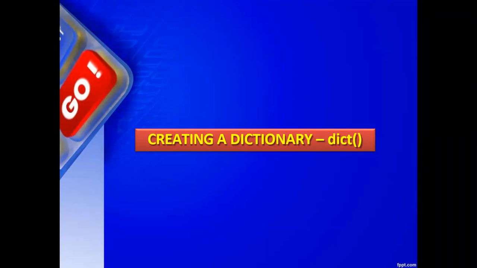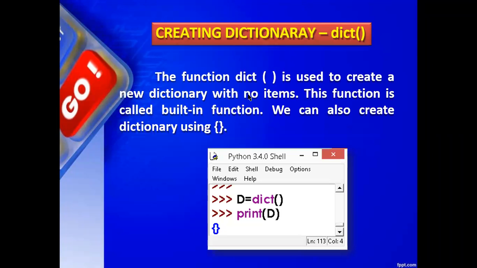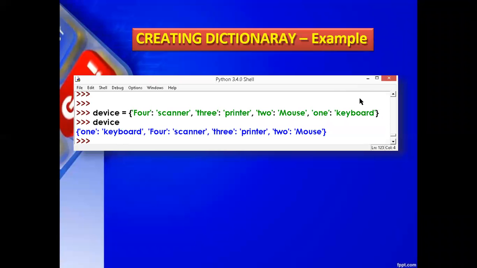We can create a dictionary using the inbuilt constructor method, which is dict. With this method, the dictionary is created using the constructor. We can make a new dictionary with no items in it. D equals dict means a new dictionary has been created. We can also make a dictionary using curly braces, where the curly braces mark the beginning and end of the dictionary. The colon separates the key and value pairs, and commas separate different key-value pairs.